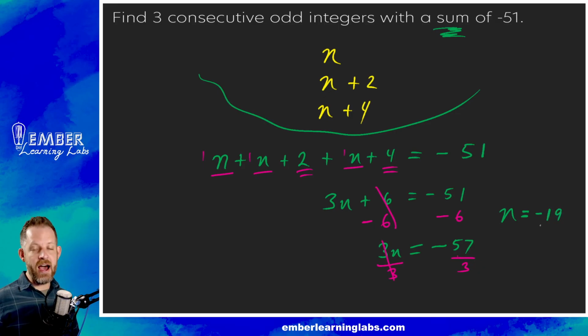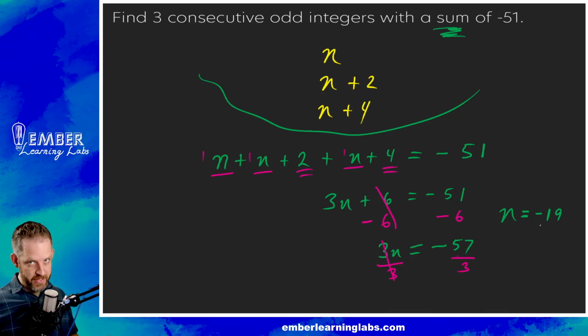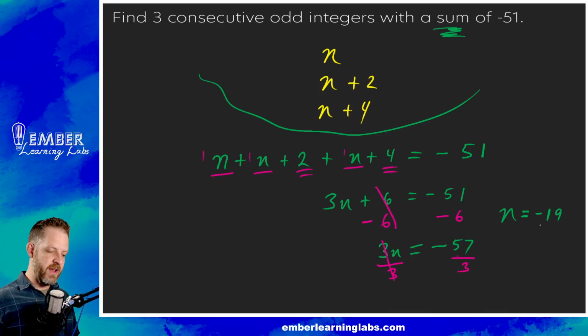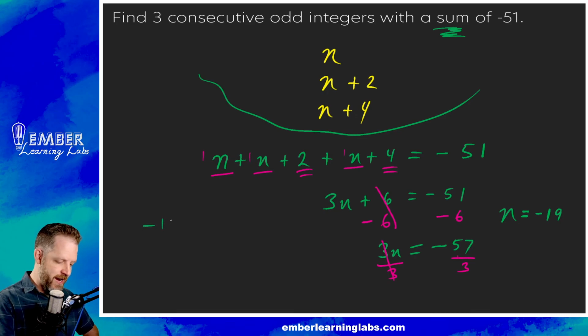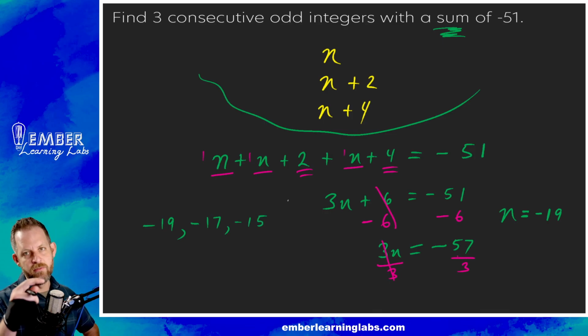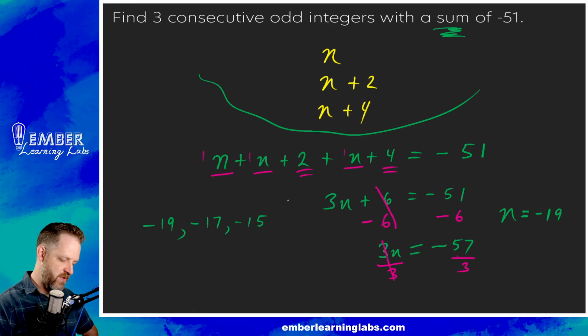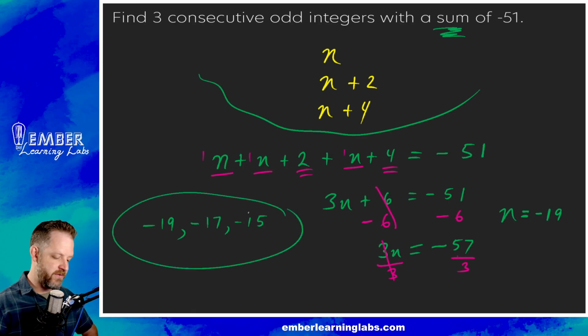Right? Now, you'd be tempted to just circle that and move on with your life, but we're not quite finished because we want to have all 3 consecutive odd integers. So the full answer would be negative 19, negative 17, negative 15. Remember that with negatives, as we get higher, the numbers go lower, right, until we get to 0, and then we flip around to positive. That's it. No big deal.